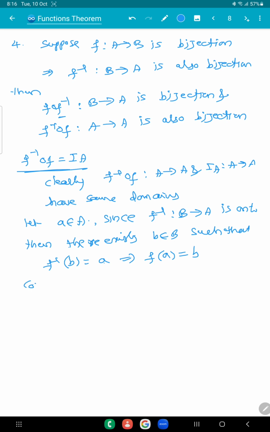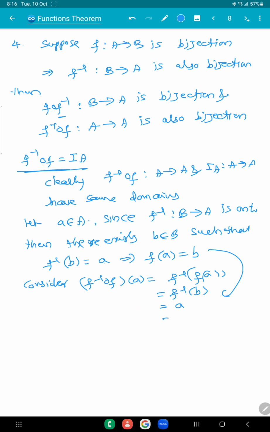Now consider F inverse circle F of A. What is that? What is F of A? B. What is F inverse B? A, from above. So A can be written as I_A of A, right? Therefore F inverse circle F is equal to identity function on A.